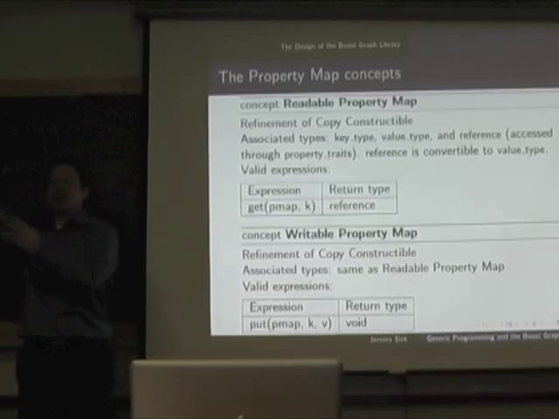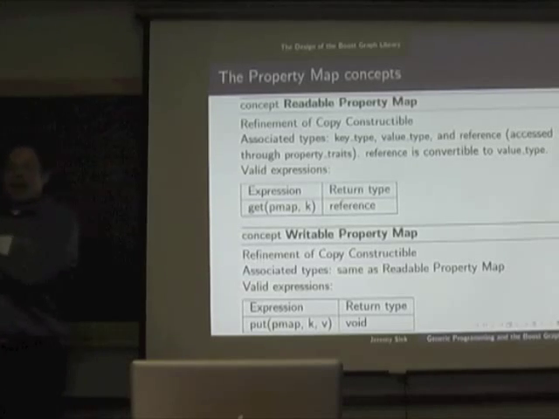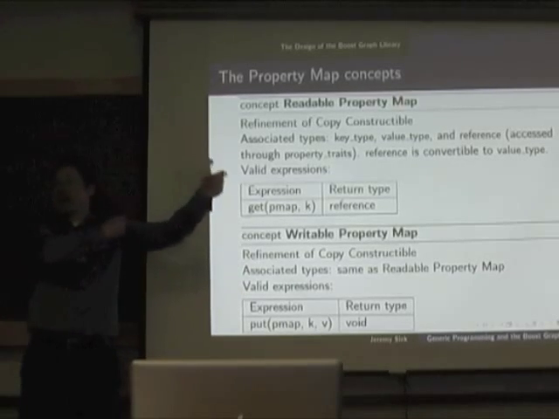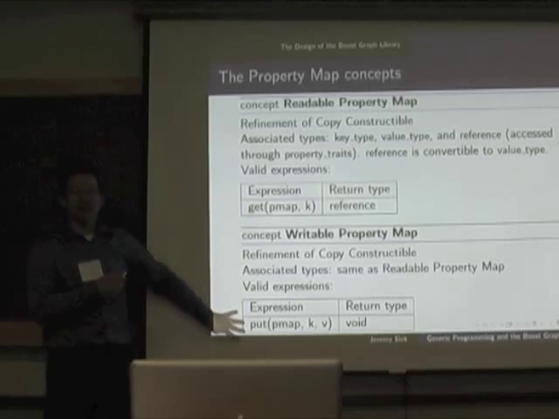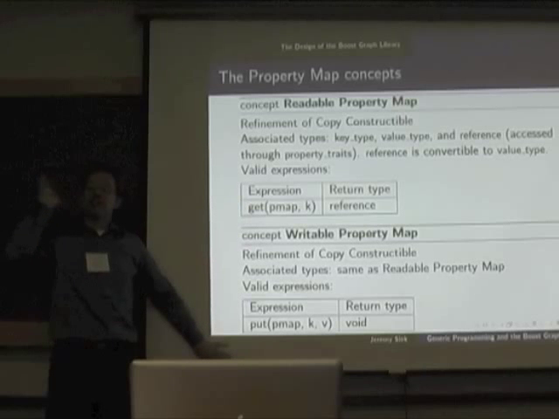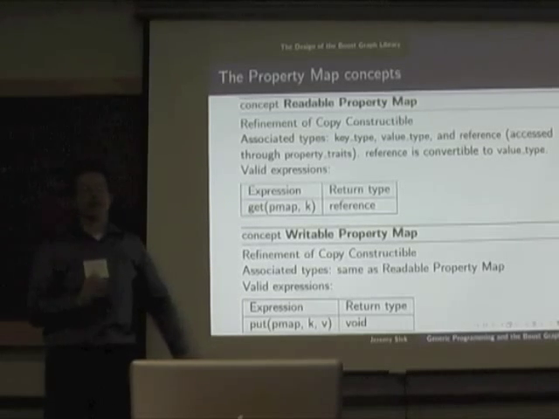Or it could be that you've got this hash table off to the side, and this get and put are going into that hash table and accessing it. So because of this highly generic interface, whatever you throw at it, it can handle, no problem.